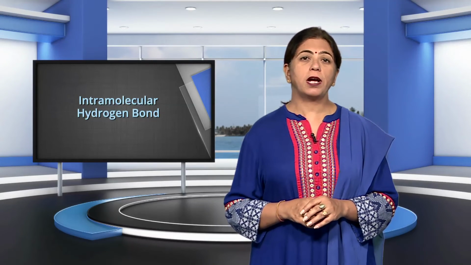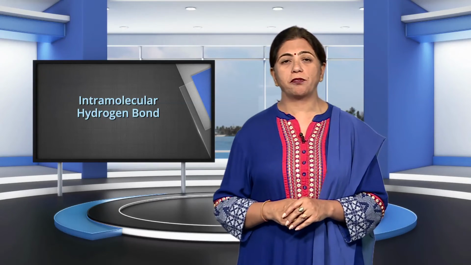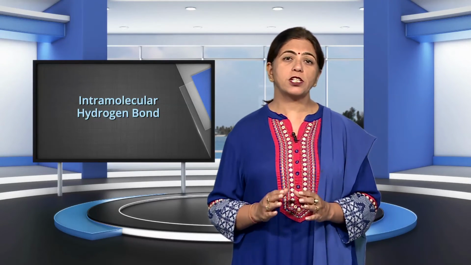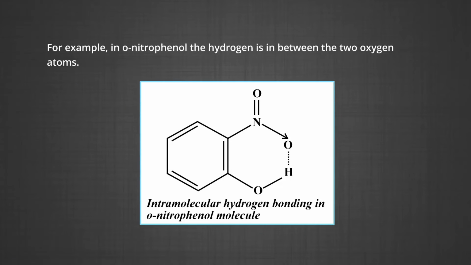It is formed when a hydrogen atom is in between two highly electronegative atoms, that is fluorine, oxygen and nitrogen, present within the same molecule. For example, in orthonitrophenol, which is an organic compound, the hydrogen is in between the two oxygen atoms. In the figure, you can see the hydrogen bond within the same molecule.